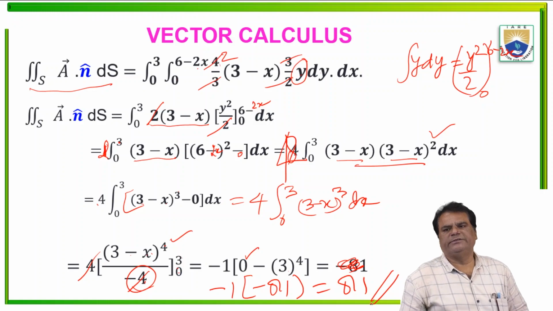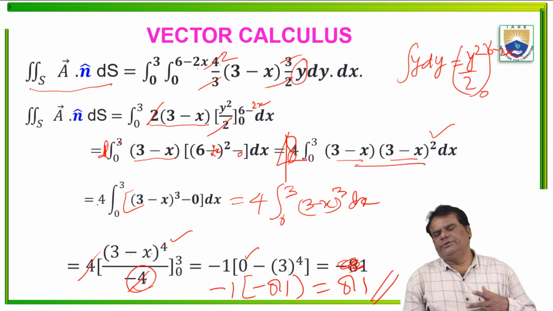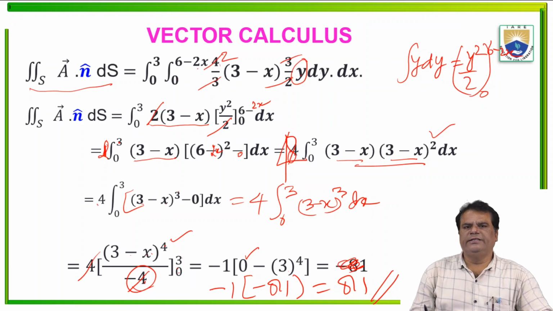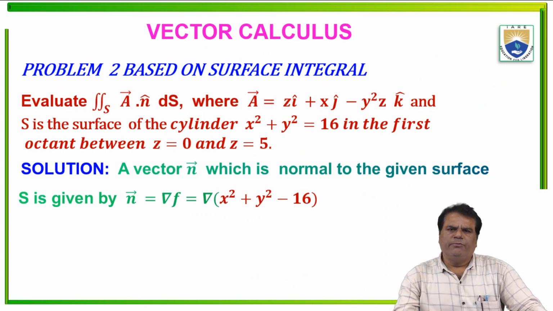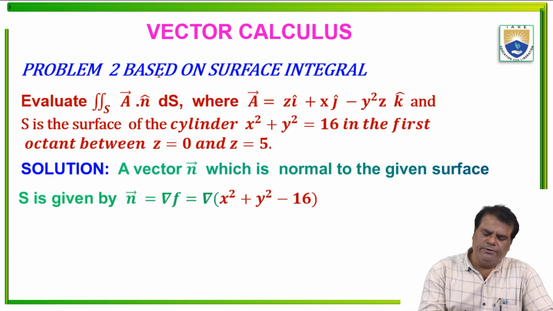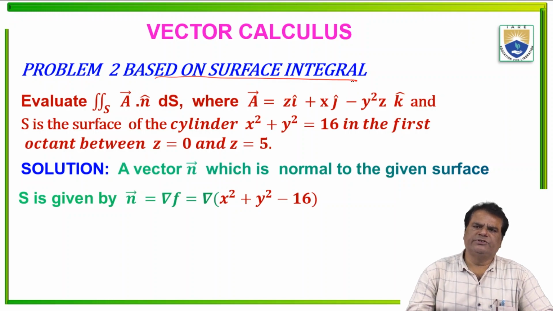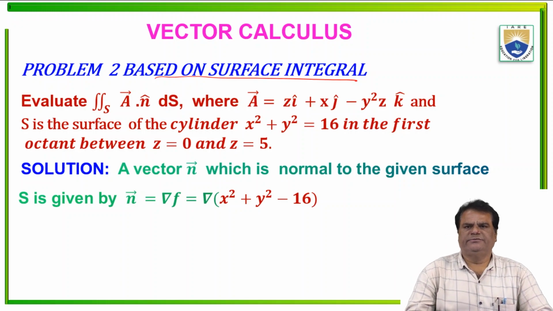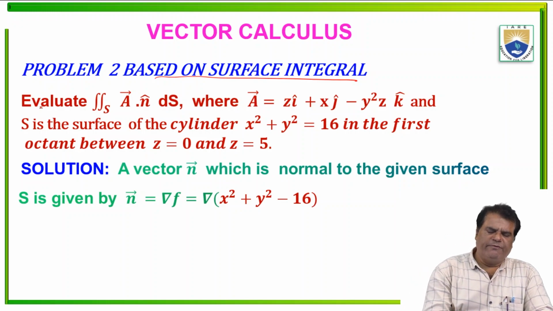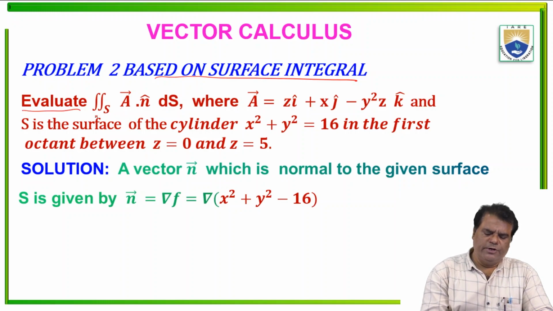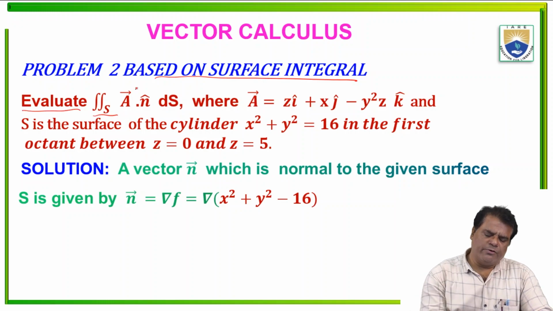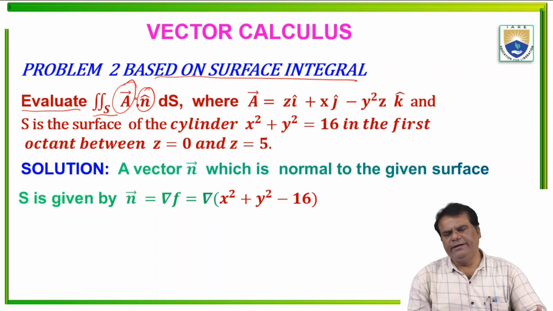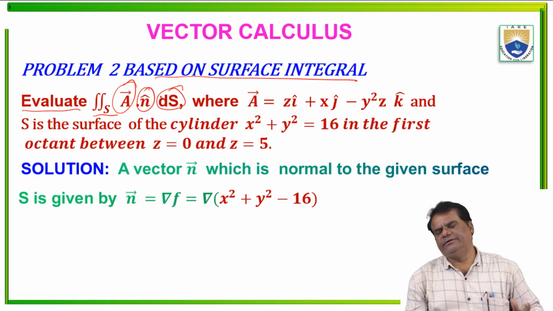This is the correct answer. So with this type of procedure, we can find the value of any integral under the given surface. Okay. Now we want to discuss problem 2 based on surface integral. This is the same problem. Surface is changed and vector A is changed. Other things have no change. So we find the value of the double integration over the surface; as vector A is given, n cap we have to find and ds we have to find.